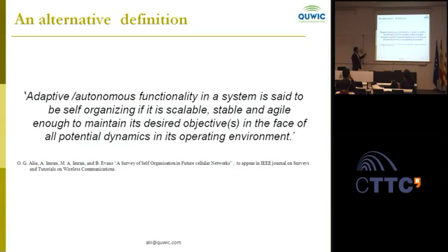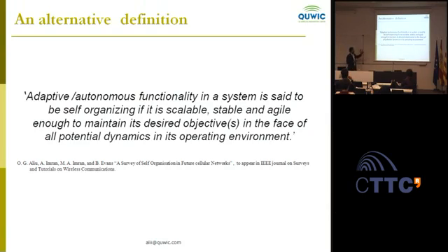But at least based on the previous case studies and observations, and also incorporating what Misha said in the morning, here is a more agreeable definition. An adaptive or autonomous function in a system is said to be self-organizing if it is scalable, stable, and agile enough to maintain its desired objectives in the face of all potential dynamics in its operating environment. It's a long one, but it at least tries to encapsulate what a self-organizing system should be when we are saying that the future cellular system should be self-organizing.